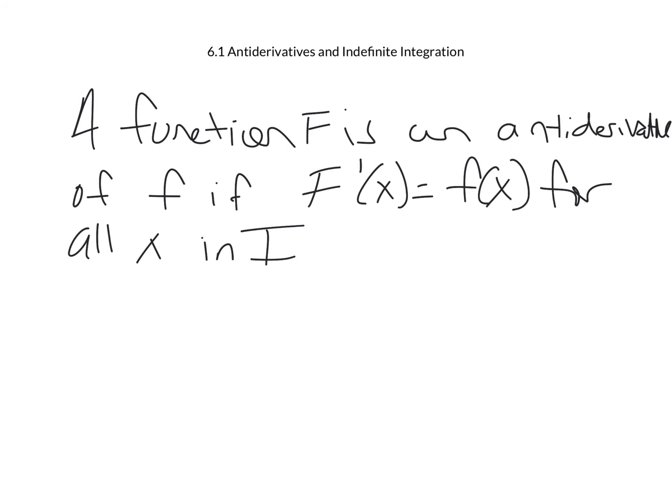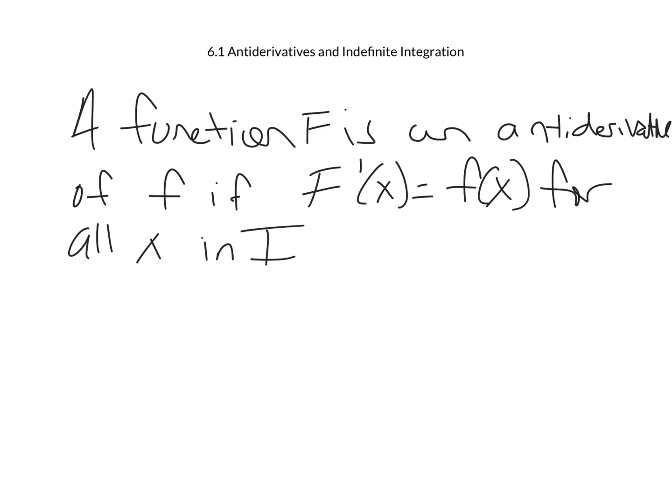All right, 6.1, antiderivatives and indefinite integration. So this is a totally new concept, but related to what we're just doing, in that it's basically the opposite of what we were doing. So we'll get into that and dive into this throughout the chapter.